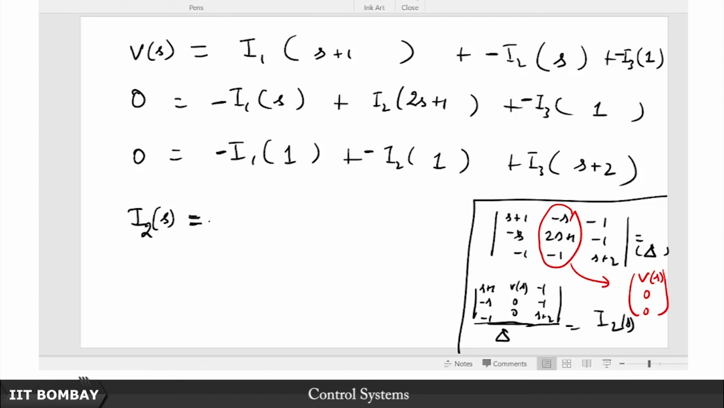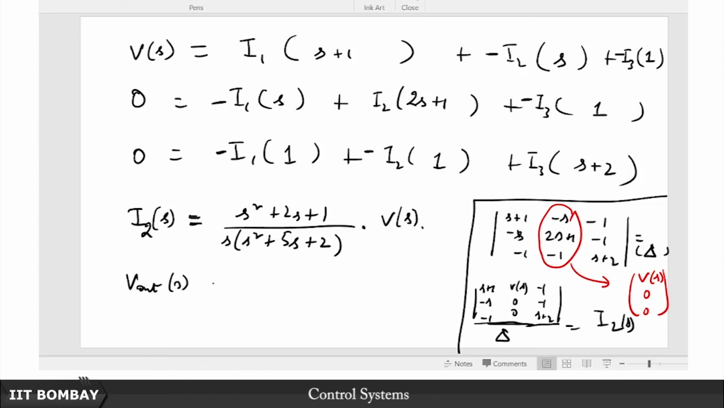Let me just write it down. So I2 is going to be nothing but s squared plus 2s plus 1, unless I am much mistaken, please check the calculation, this can also be a nice exercise for you, divided by s squared plus 5s plus 2, right, times v of s. So now when you multiply this by s, you have v out of s is equal to s squared plus 2s plus 1 upon s squared plus 5s plus 2 times v of s.